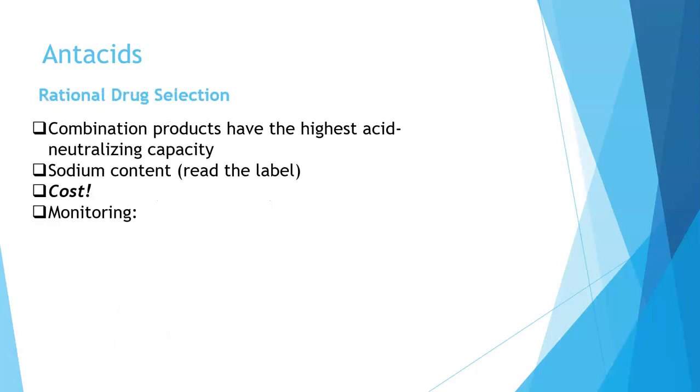Okay, what's the rationale for drug selection? Well, combination products have the highest acid neutralizing capacity. Sodium content: maybe they need sodium and you can increase their sodium. Cost: these can be purchased over the counter. They're relatively inexpensive and you can get them in generics. Now think about monitoring as well when you're selecting the drug. Think about the magnesium level in the elderly population.